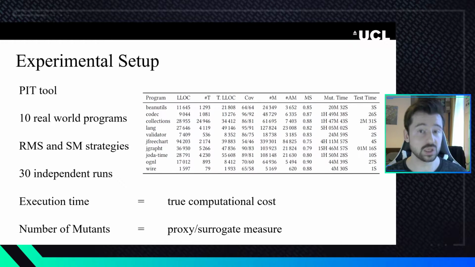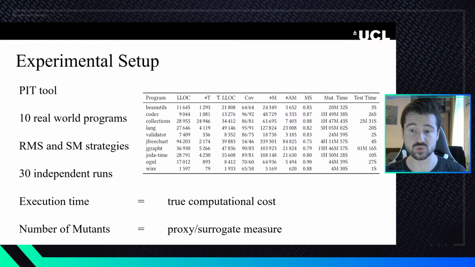Okay, to run our experiment, we use PIT, a well-known and powerful tool for mutation testing of Java programs. We also run our experiments on 10 real-world software used in previous work. These programs are of different sizes, test coverage, mutation time, and testing time. So we have a good variety of programs here.